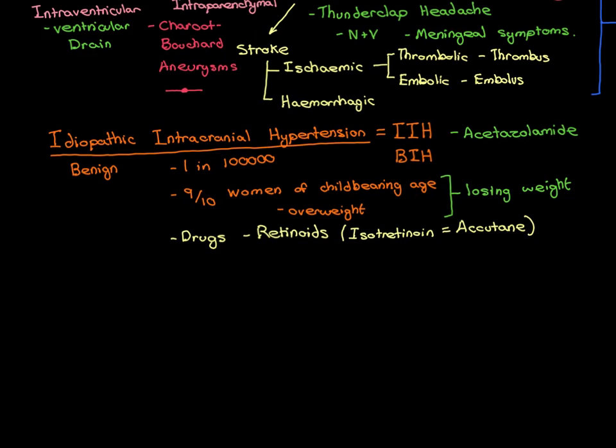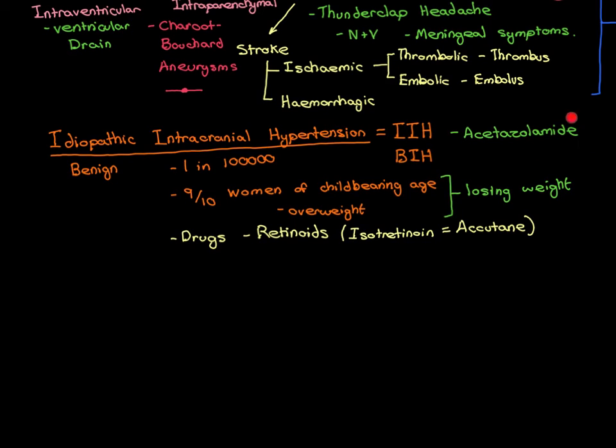Okay, so that's all I can say about idiopathic intracranial hypertension. We do not understand the pathophysiology, but somehow you get intracranial hypertension without having too much CSF, without having too much blood, and without having too much brain, somehow. And it's very rare. It occurs in 1 in 100,000 people. The major group of people it occurs in are women of childbearing age who are overweight, and losing weight is often helpful as a cure for that.